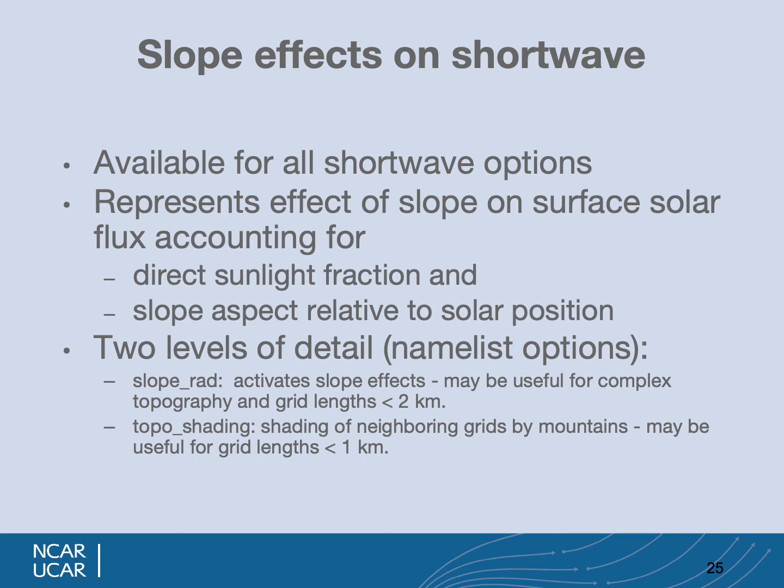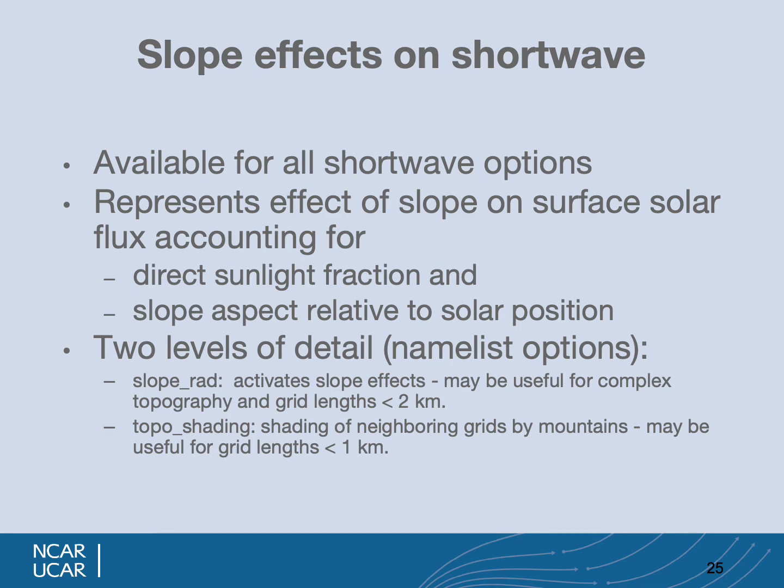An additional feature of shortwave radiation that we have in WRF is the effect of slopes. This only affects the shortwave impact on the surface. For example, a south-facing slope during the daytime in the northern hemisphere will have more radiation than a flat surface. So this accounts for the resolved slopes in the model, and how they impact the shortwave impacting the surface. It accounts for the direct sunlight fraction, because you only get this effect for direct sunlight, and the slope aspect relative to the solar position.